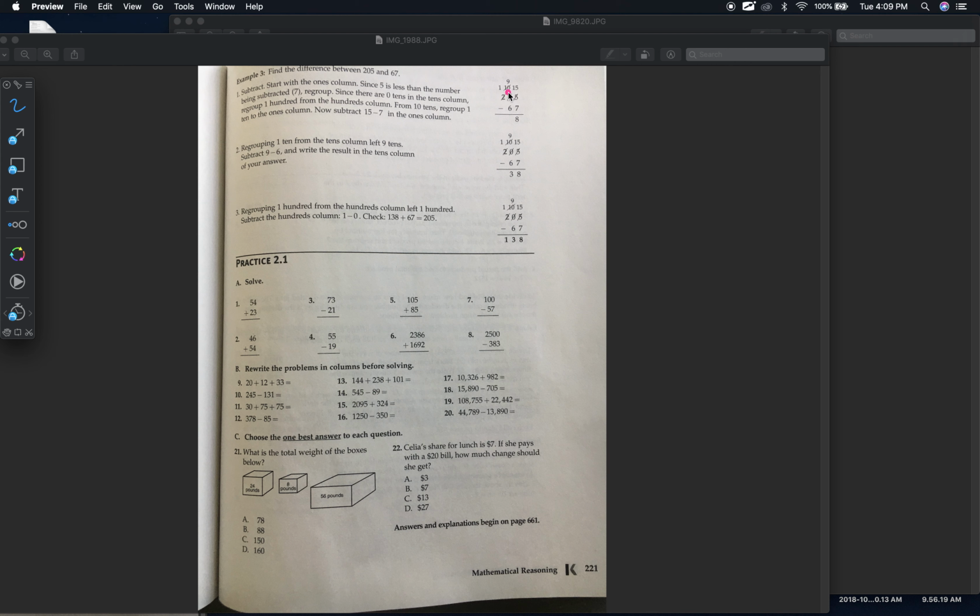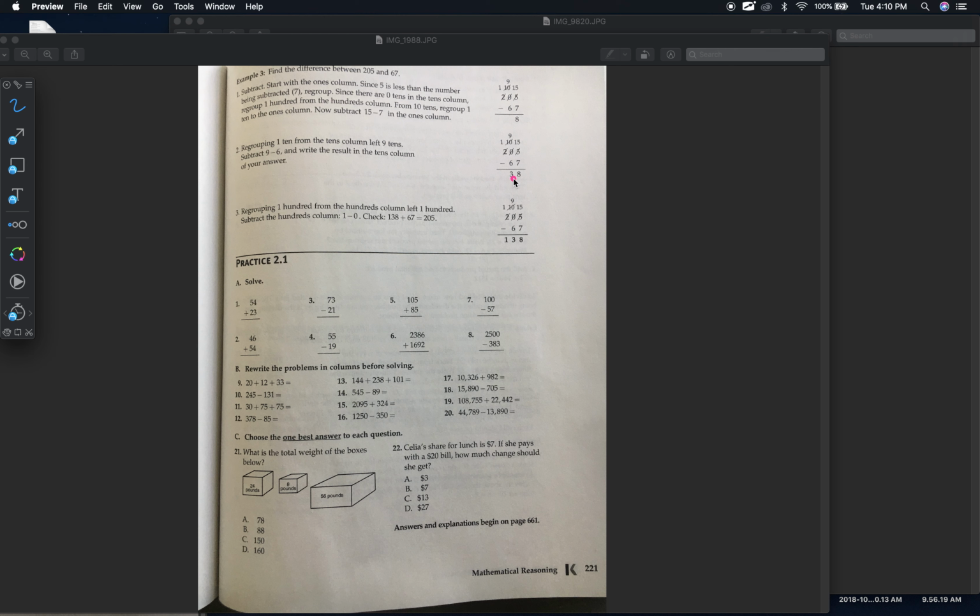But because we need to borrow from this 10 for this column over here, they went ahead and made that 9, since we're borrowing 1. And remember, since we're borrowing from the tens column, the 1 plus the 5 is 15, or again, just 1 in front of the 5. So we have 15 here. So 15 minus 7 equals 8. Then moving over, 9 minus 6 equals 3.